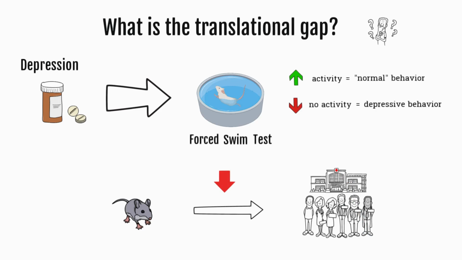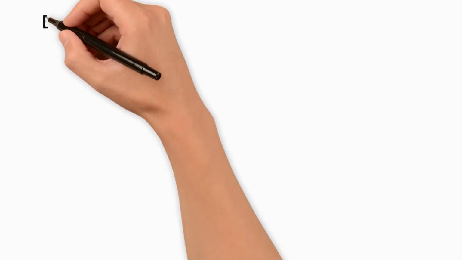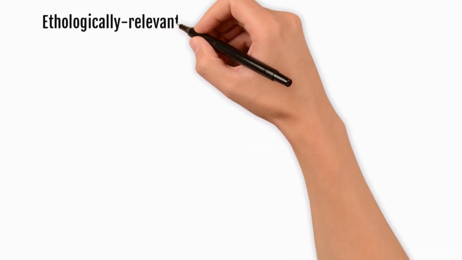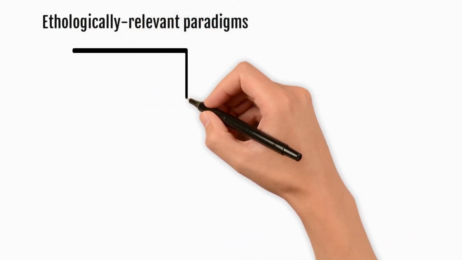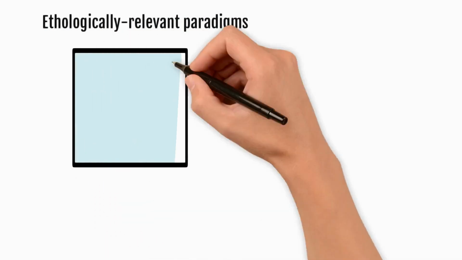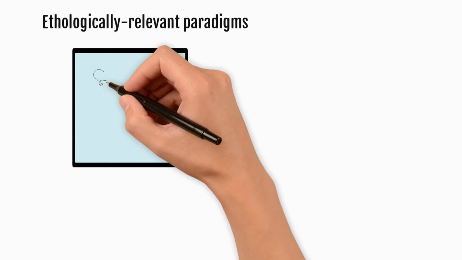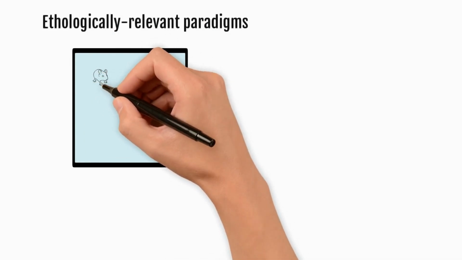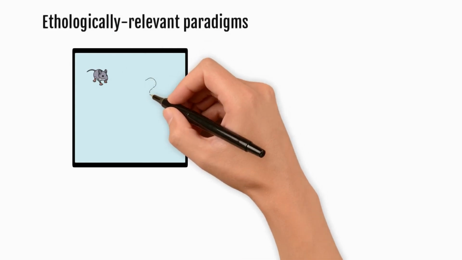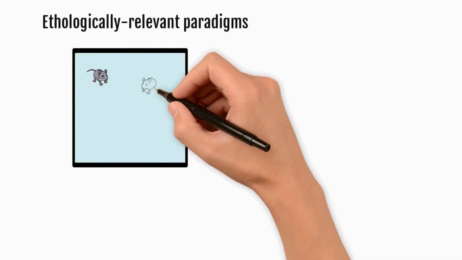What can we do to try to solve this issue? A different approach to try to increase the translational value of studies is what is called ethologically relevant paradigms. The whole concept of ethologically relevant paradigms is to try to reproduce conditions that are more natural-like for our animals. So we will find the presence of enriched environments and social context, and the behaviors are observed for a much longer period of time.